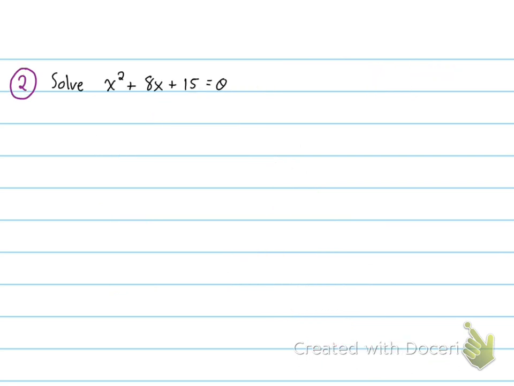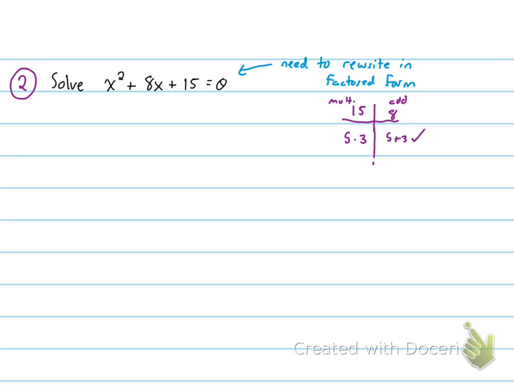Now things get a little bit trickier here. Now I want to solve x squared plus 8x plus 15 equals 0. So now I have to rewrite this in factored form first. I'm going to set up my AC chart. I want two numbers that multiply to 15 and add up to 8. Thinking through that would be 5 times 3. 5 times 3 gives you 15. 5 plus 3 gives you 8. So those are my factors.